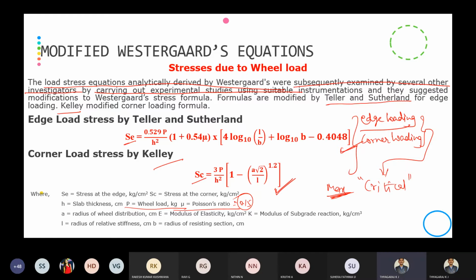H is the thickness of the slab. P is the wheel load applied. E is the Young's modulus or modulus of elasticity. A is the radius of relative stiffness. K is the modulus of subgrade reaction. So these are the two modified Westergaard's equations used to determine the edge load and corner loading. Why did they select edge load and corner loading? Because the maximum critical stress occurs at the edges and corner of the cement concrete pavement. That's why they came up with two modified equations for edge loading and corner loading.